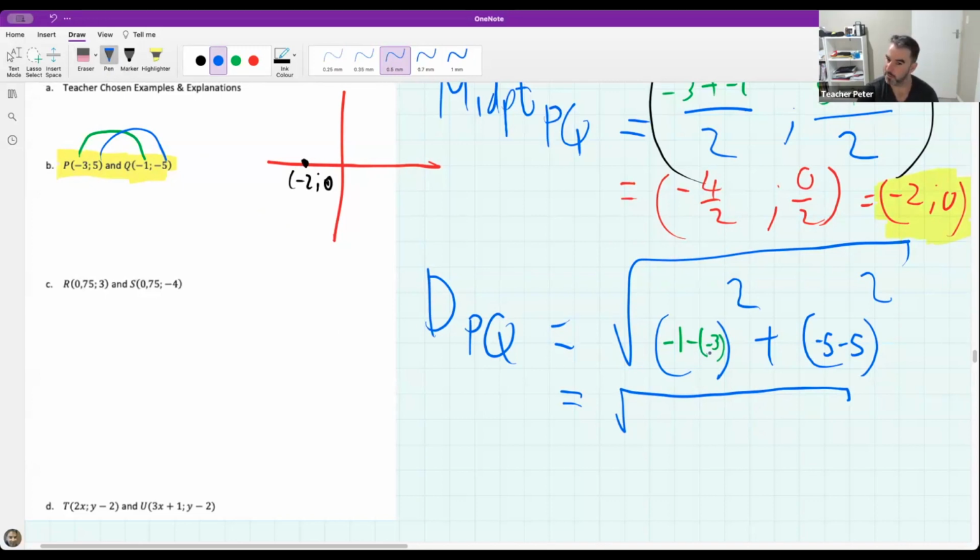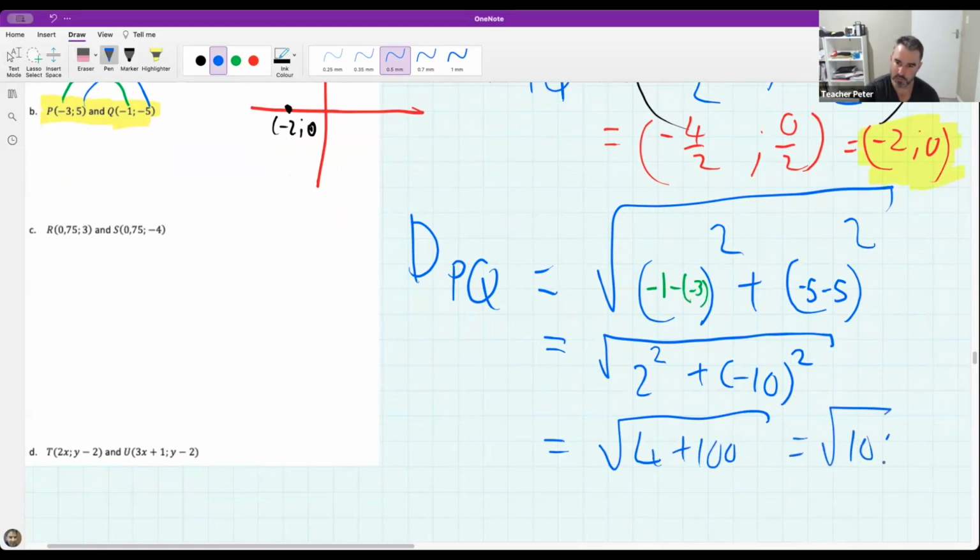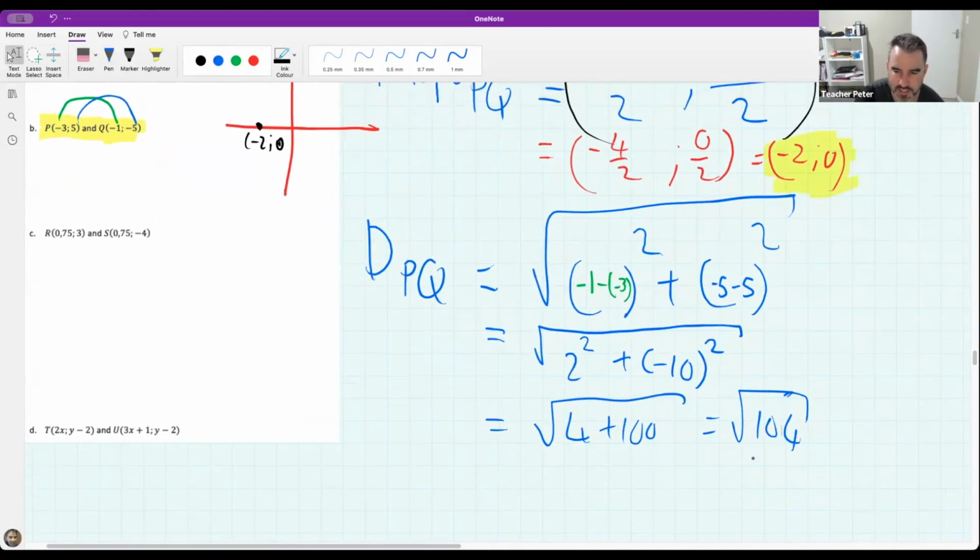Now, -3 is +3. So this is actually 2 squared. And then this is going to be plus -10 squared. And then this is going to be 4, and this is going to be 100. So this is going to be the square root of 104, or just over 10, like 10 point something. I think Stephen is saying 10.19, Sange 10.2. So it's approximately 10.2 in units.